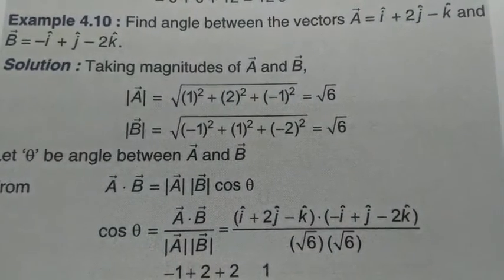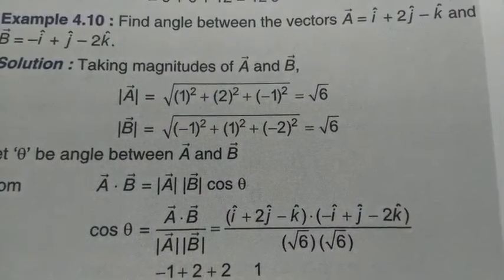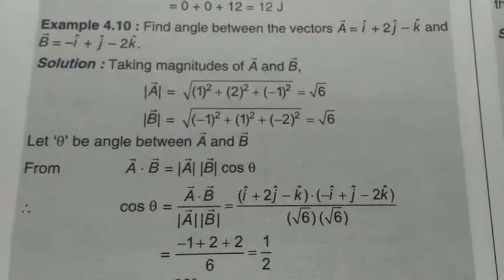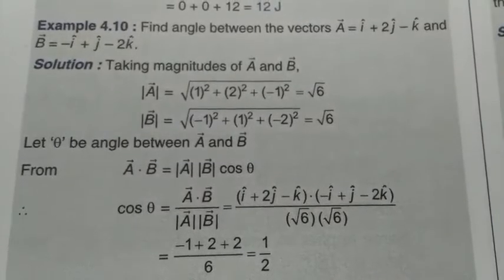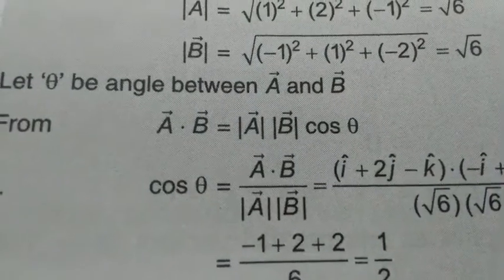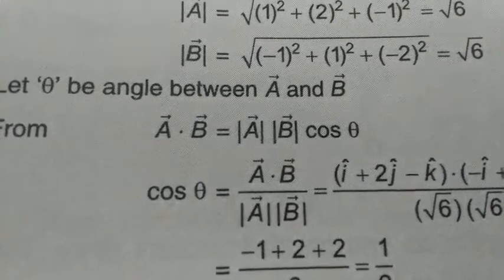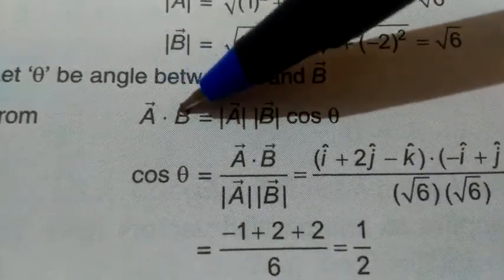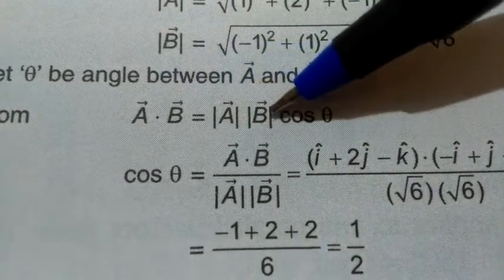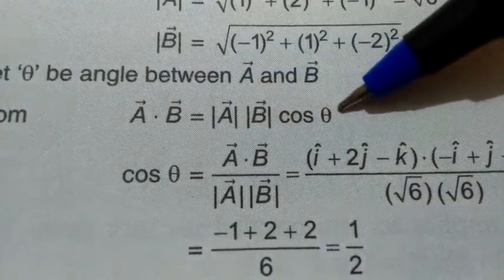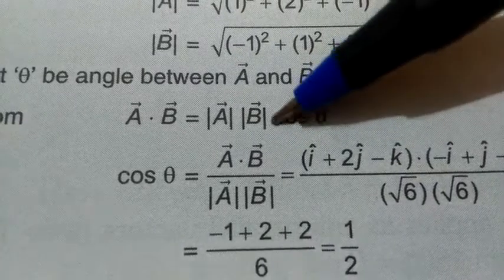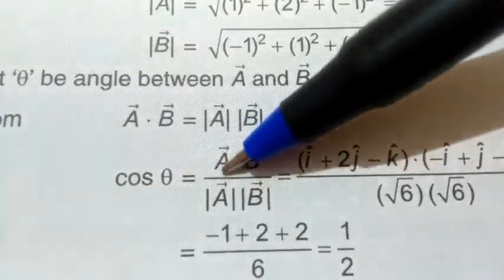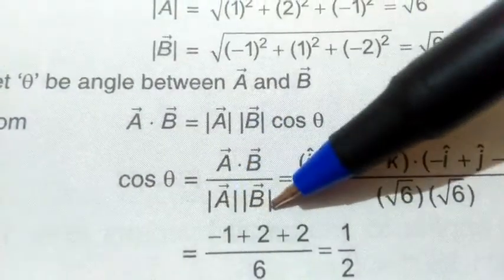Now look at the third example. Find angle between the vectors A equals to i plus 2j minus k and B equals to minus i plus j minus 2k. So first of all, let me tell you how to find out the formula to find out the angle between two vectors. As we all know, vector A dot vector B equals to magnitude of A into magnitude of B cos theta. So if we have to find out the angle, these two terms will transfer to that side. So we have cos theta equals to A dot B upon mod of A into mod of B.